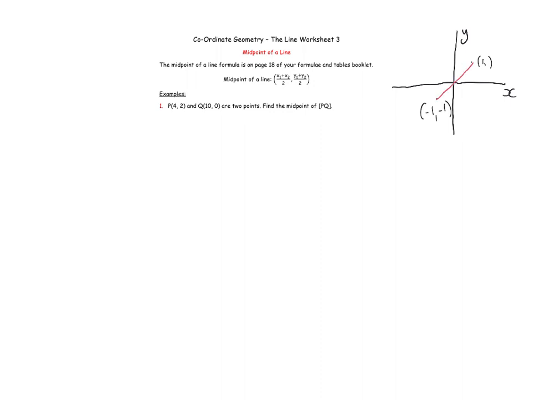Now, when we have this line, we're able to find the midpoint of this line. In this case, the midpoint of this line would be (0, 0). That's easy to see because we have the point (1, 1) here and (-1, -1). So midway between that is just (0, 0). However, it's not always that easy when points are different.